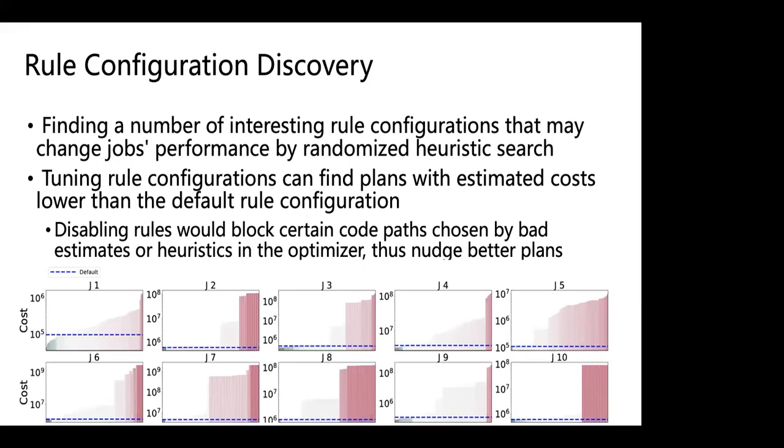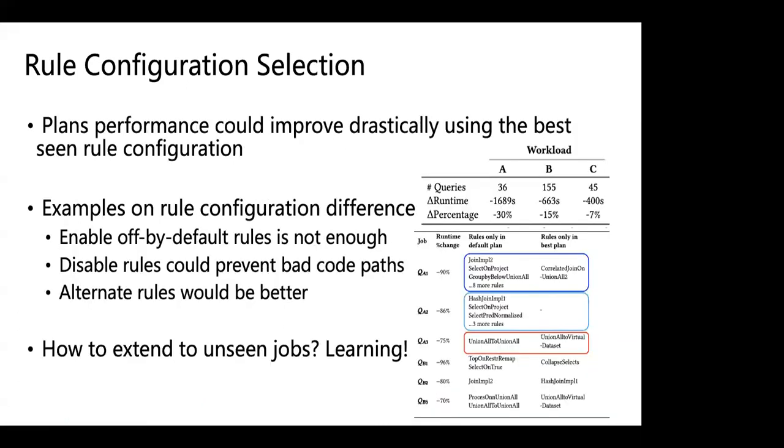From these examples, we can see that by tuning the rule configurations, we can truly find some that do improve the running time, where different rules correspond to different code paths in the query optimizer. So sometimes it could generate better plans. Then we could analyze in which cases tuning the rule configurations could improve the query optimizer's performance. There are three typical cases.